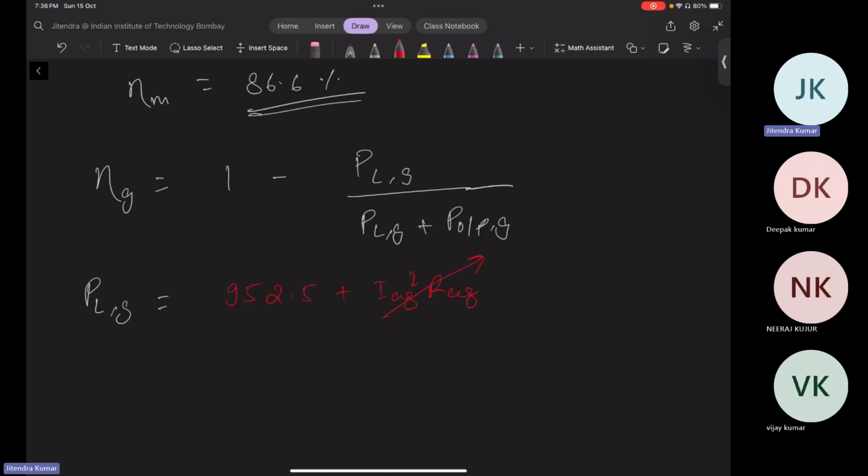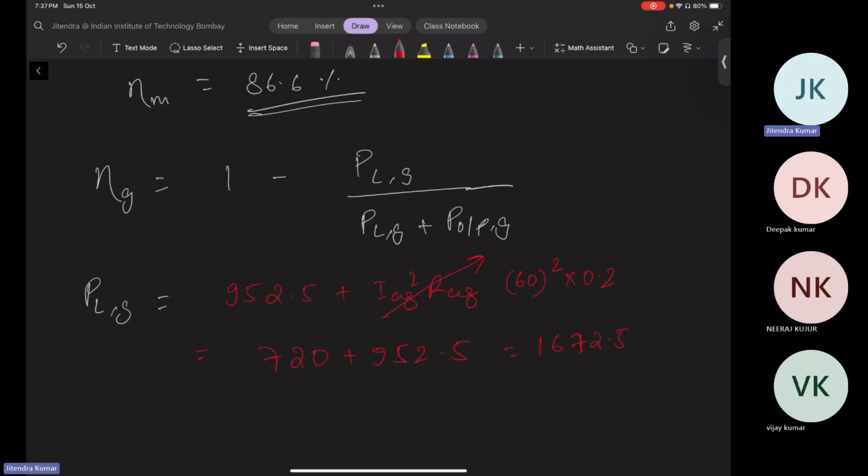So it will be 60 square into 0.2. So that will be 3600, 720. So that will be 720 plus 952.5. It will be 720 plus 952.5, 1672.5, right?